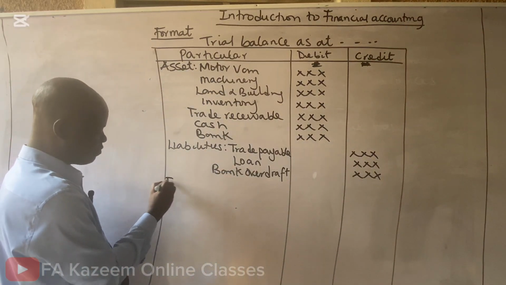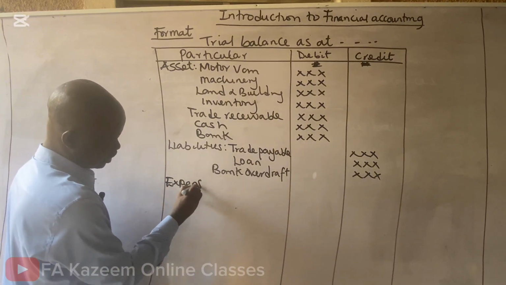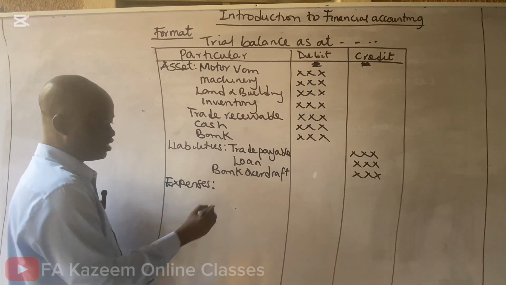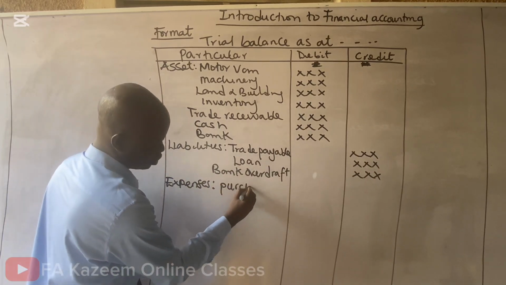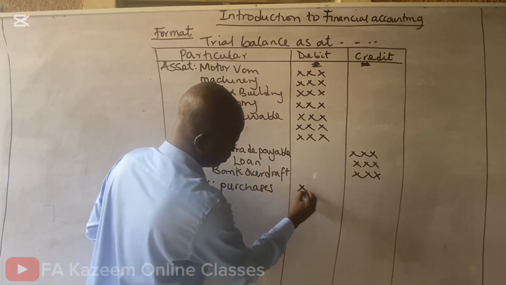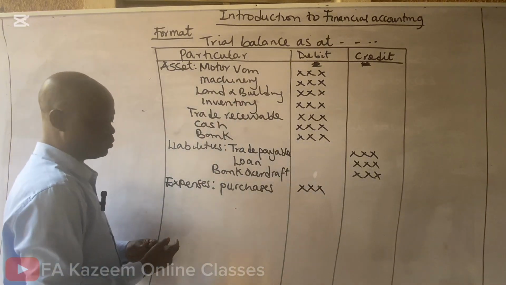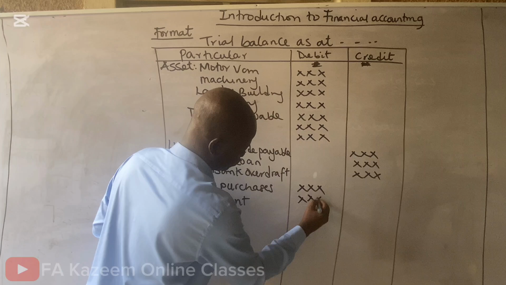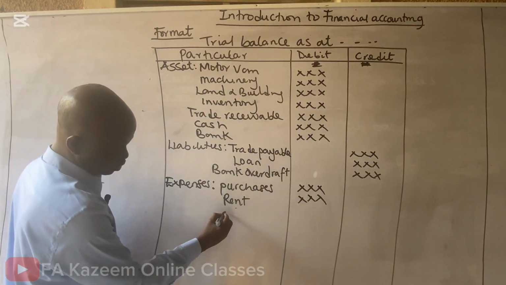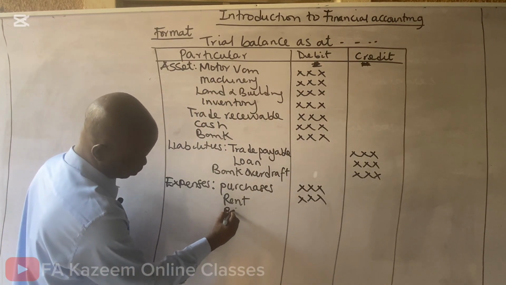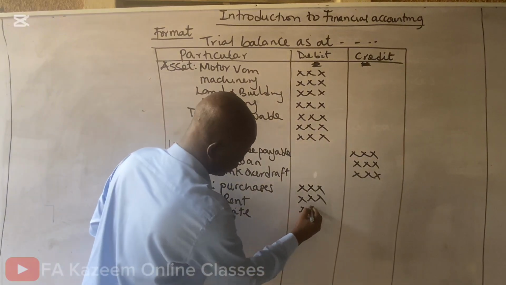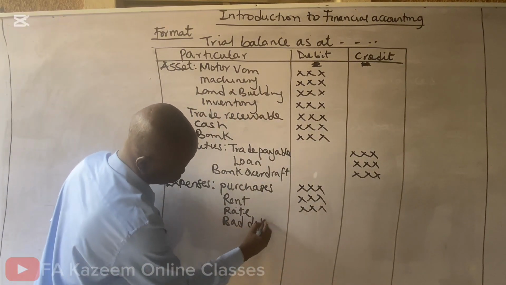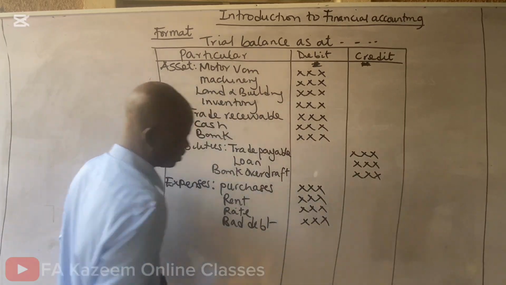Now, expenses items will be on the debit side. What are expenses items? Like purchases. Purchases extraction will fall on the debit side. Like rent will fall on the debit side. Like rates will fall on the debit side. Like bad debt will fall on the debit side.